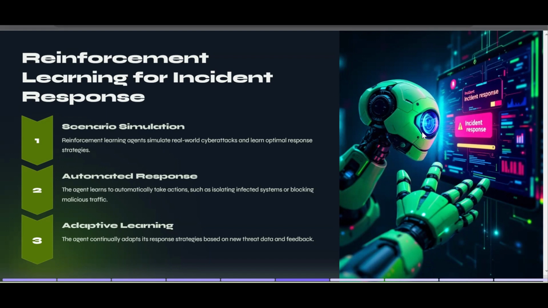It also learns how to automate actions, right? The agent learns to automatically take actions, such as isolating infected systems or blocking malicious traffic. First, it learns, then it would apply that to real-time cybersecurity attacks, and then it would automate its responses. What are the responses? Either it would isolate the infected system or block malicious traffic.